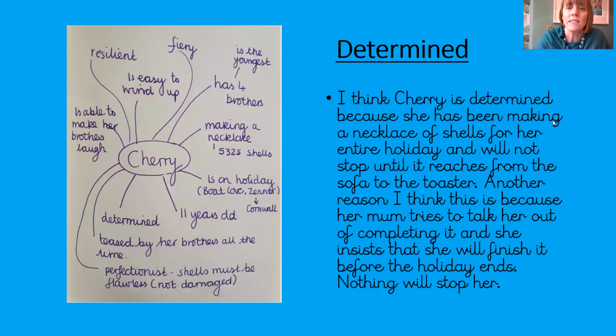So I've taken determined, and I've thought about all the things we found out about Cherry, and this is my answer. I think Cherry is determined because she has been making a necklace of shells for her entire holiday and will not stop until it reaches from the sofa to the toaster. Another reason I think this is because her mum tries to talk her out of completing it, and she insists that she will finish it before the holiday ends. Nothing will stop her.